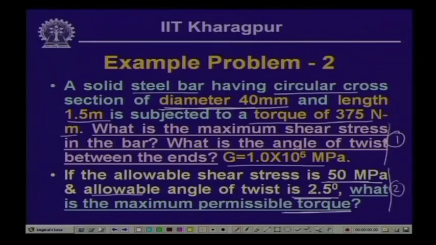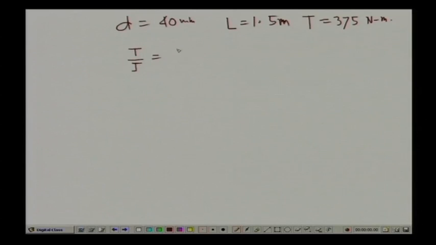So, let us look into the first part, that is, what is the maximum shear stress in the bar and what is the angle of twist between the two ends. Now, the diameter of the bar given is 40 millimeter, the length of the bar is equal to 1.5 meter, and the twisting moment that is acting is equal to 375 Newton meter. Now, we have seen that the equation for torsion is T by J is equal to tau by rho is equal to G theta by L.